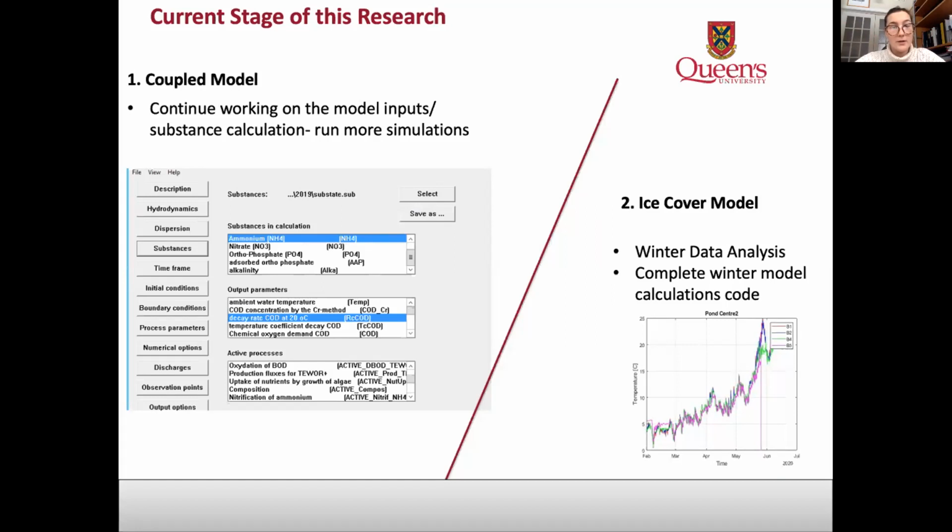So I'm currently in the process of looking at that winter data analysis and completing my winter model calculations. So that's using a numerical code to input into the model to compute, using spatial, the amount of ice that's covering the pond, and calculating where that ice would be covered, showing aerobic conditions underneath the ice.